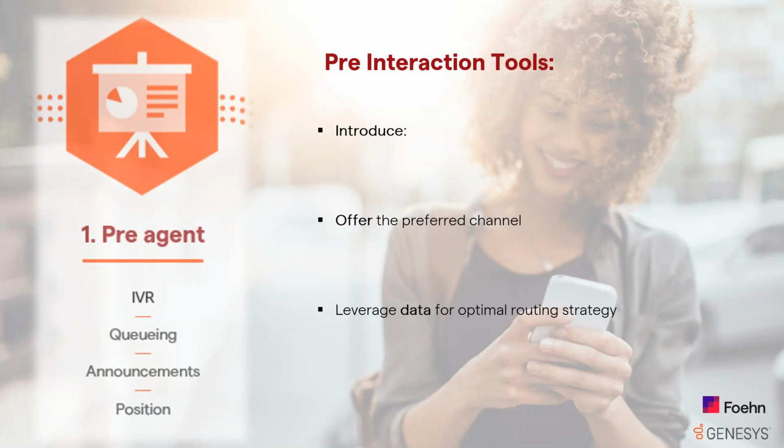So the first thing we'll look at is pre-interaction tools, with a bit of a focus on what this brilliant new contact center technology that's out there, such as Genesys Cloud, can help you do before you actually invoke an agent into that interaction. What can you do to ultimately reduce average handling time?